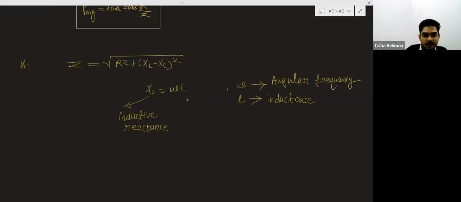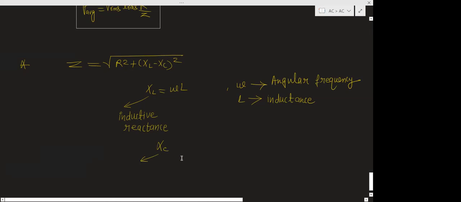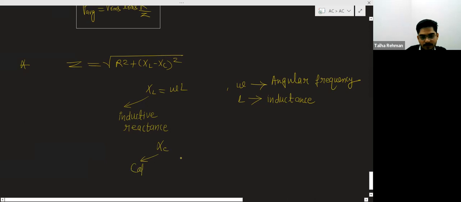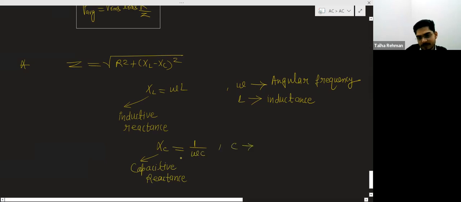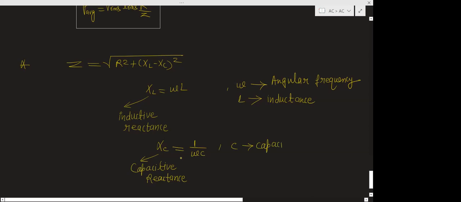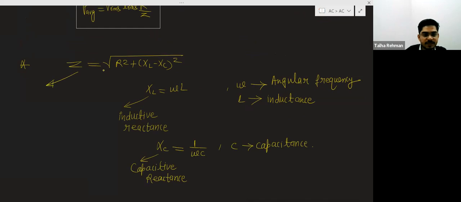And XC, do you know what XC is? Capacitive reactance. And XC is equal to 1 upon omega C. What is C? The capacitance of the capacitor. So this is the impedance. Z is known as the impedance of the circuit.